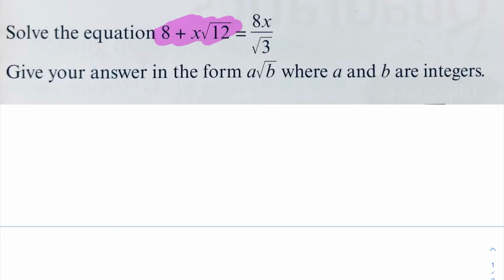Now, I'm looking at this equation. I can see an x term on the left and an x term on the right. But first of all, I want to deal with the surds that are in this equation. So first of all, let's look at root 12.